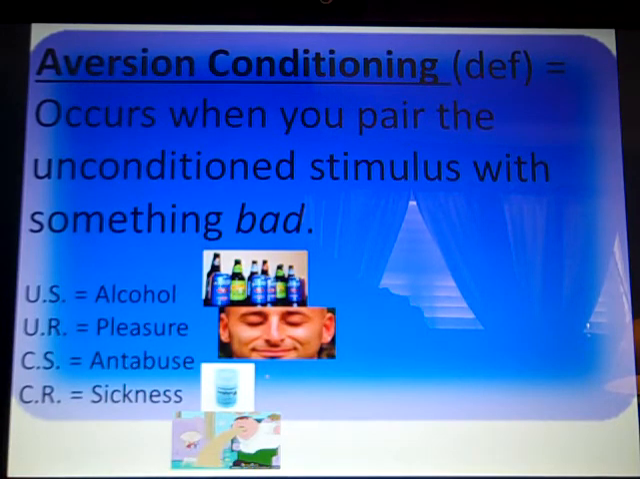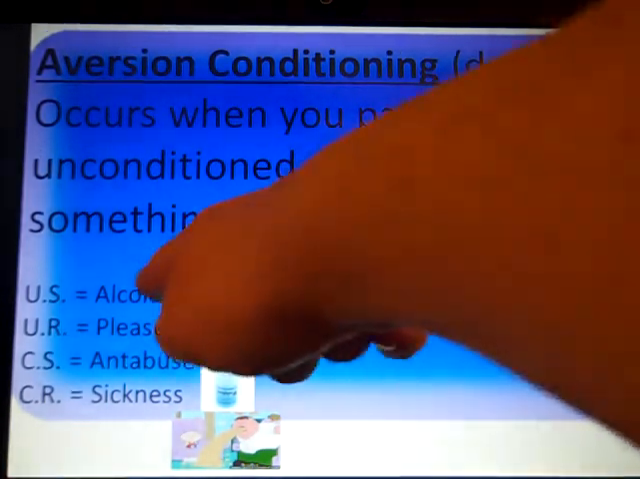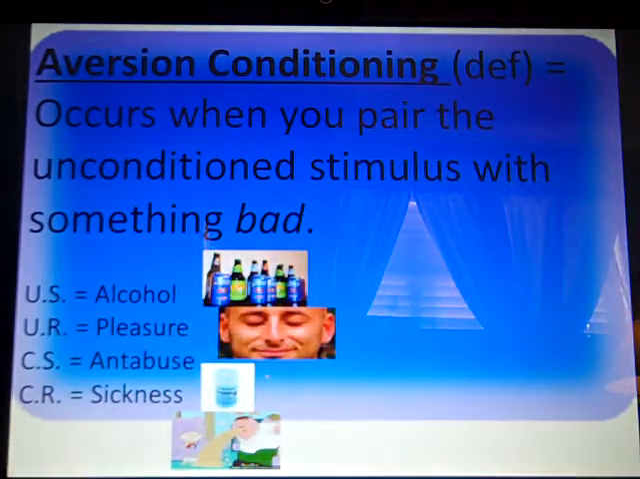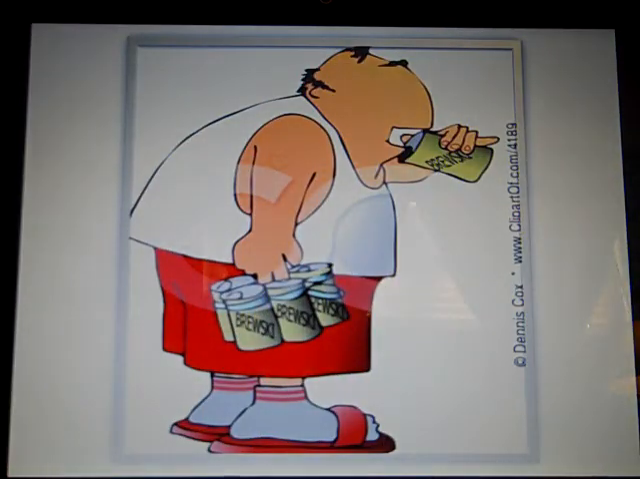So that's aversion conditioning. You've purposely paired the unconditioned stimulus, alcohol, with something bad, which would be Antabuse. I've heard of people putting Tabasco sauce or hot sauce on their cigarettes to keep them from smoking. That would be the same kind of premise. So this stuff can work. So there's an image of Dave. That's kind of what he looked like too, drinking beer.